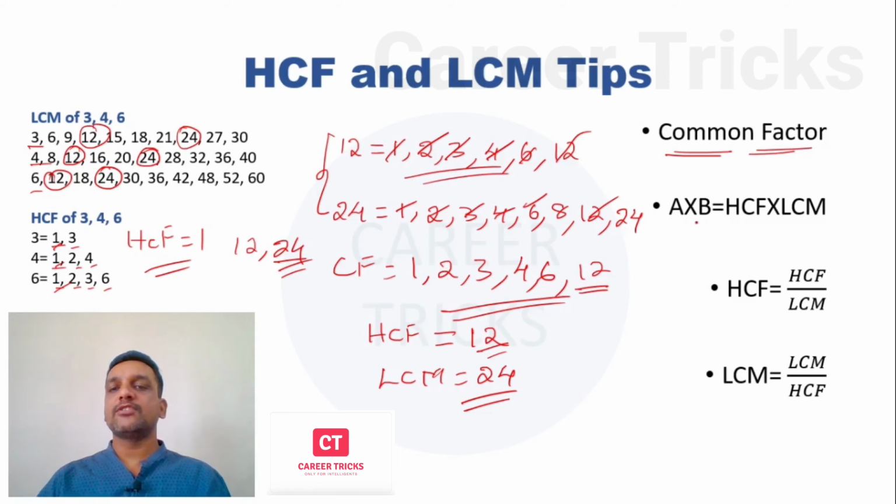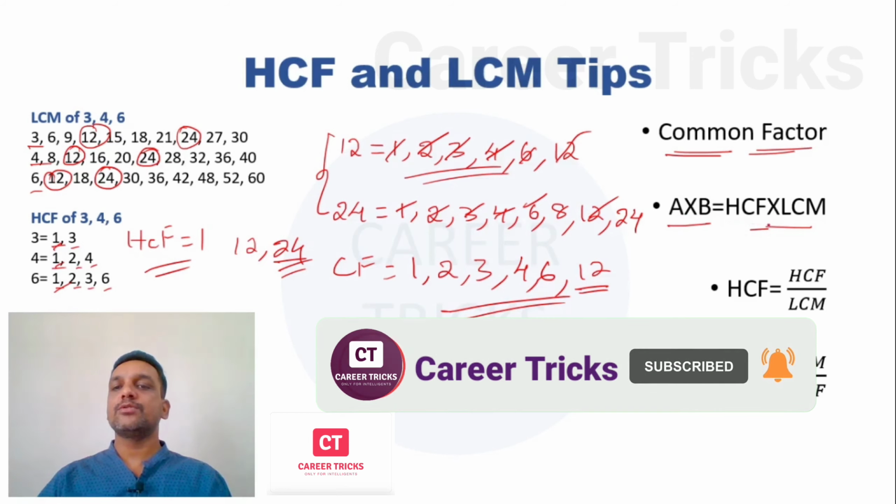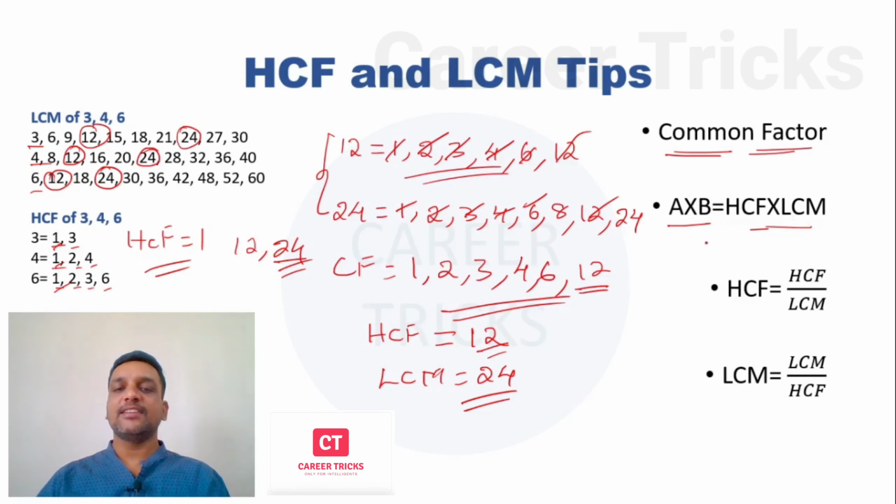After that, next comes this. For example, A into B equals HCF into LCM. I have taken 12 and 24. What is the product of 12 and 24? The same product we get for HCF and LCM. Here the same answer is there. The product of LCM and HCF will be the same as the product of the two numbers, whatever two numbers are given.